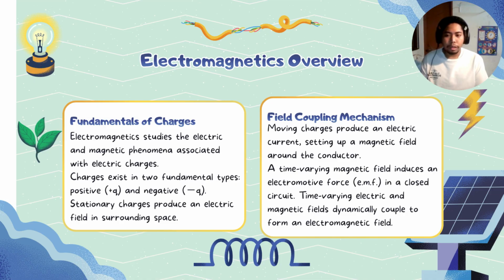However, when that charge moves, it forms an electric current, which generates a magnetic field. Furthermore, when a magnetic field changes over time, it induces an electromotive force (EMF). This dynamic interaction between time-varying electric and magnetic fields is what we define as the electromagnetic field.